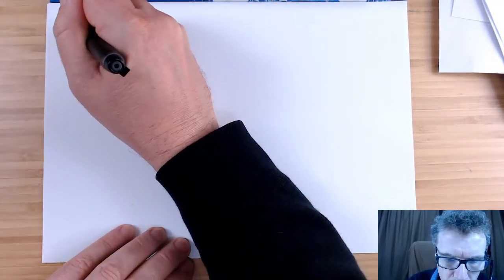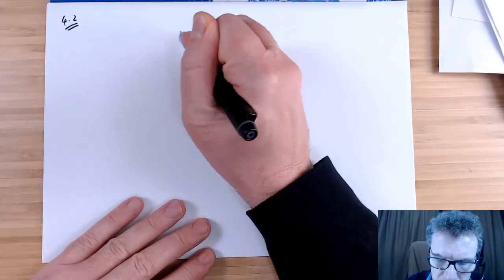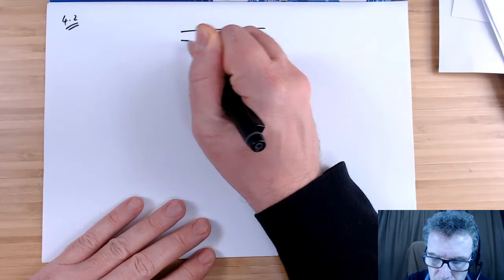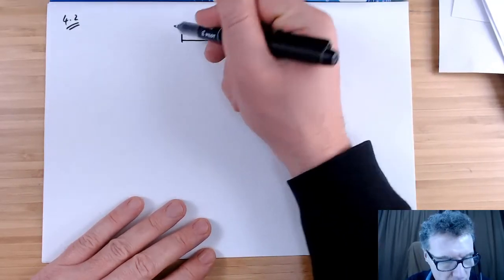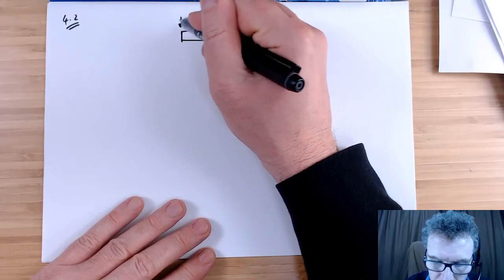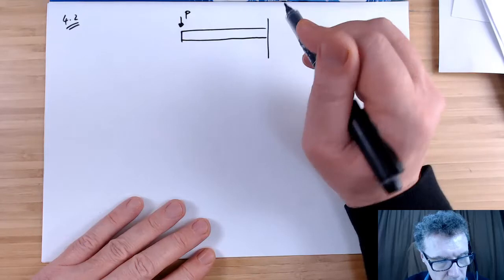So this one should be conceptually simpler for me to comprehend, 4.2, because now we're dealing with a force. I can deal with forces. So, famous last words. Same sort of problem, but this time we've got a force at the end, and therefore I'm expecting it to go downwards. If it doesn't, then I'll be upset.